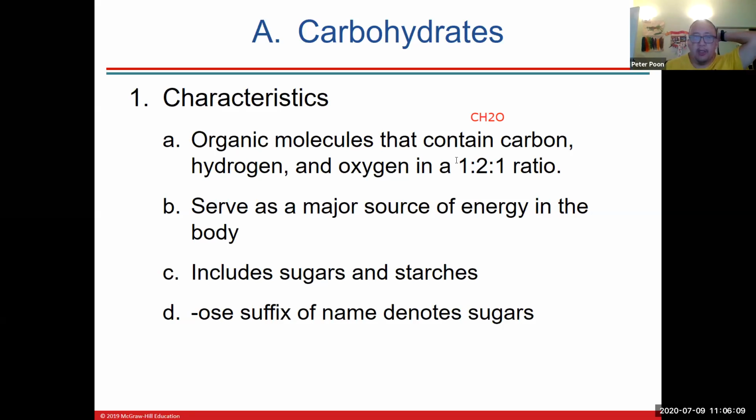Carbohydrate is the major energy source in the body. This is even more true for microbiology. They function mostly on carbohydrates. We do too. We actually prefer carbohydrates. It includes sugars and starch. The suffix -ose denotes sugar, so glucose, fructose, maltose, lactose, all that. Those are sugars.